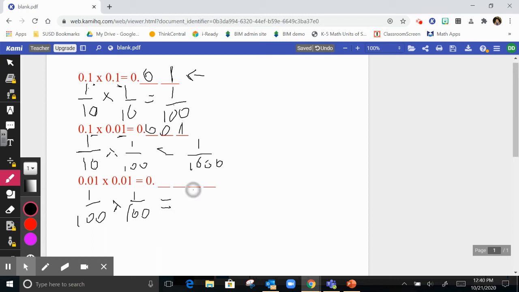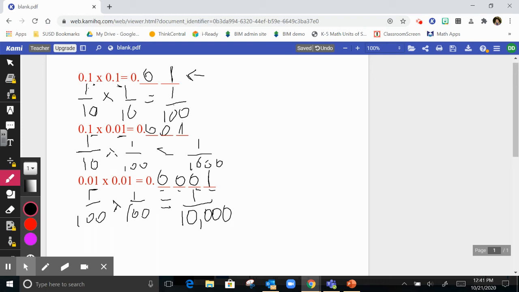is going to actually equal 1/10,000, because 100 times 100 is 10,000. So this answer would be 1/10,000th, because it's a fraction. So tenths, hundredths, thousandths, ten-thousandths. So my answer would be 1/10,000.